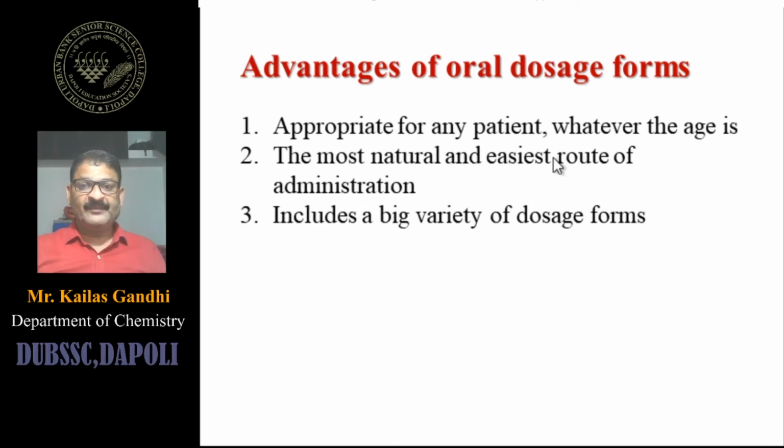Next one is that it includes a big variety of dosage forms. म्हणजे या ओरल रूटला व्हरायटी असू शकते. It may be a capsule that is taken, a tablet is taken, a sugar coated tablet is taken, some granules are taken, syrups are taken, emulsions are there, some powders are there. So many dosage forms are available which are given by this route.